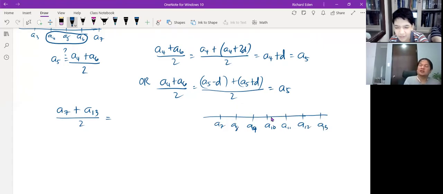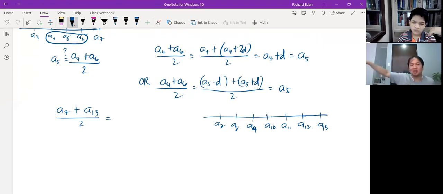Yes. So kasi you could also think of it this way. From 7 to 13, how many jumps were made? 6 jumps. Right? So kumbaga you're on a number line. You are in a particular point, and then you have to make 6 jumps to get to the second point. So halfway through would be arrived at by making just half the number of jumps. So if from the first point to the last point you made 6 jumps, then halfway through you would have only made 3 jumps. So from A7, 3 jumps would lead you to A sub 10.